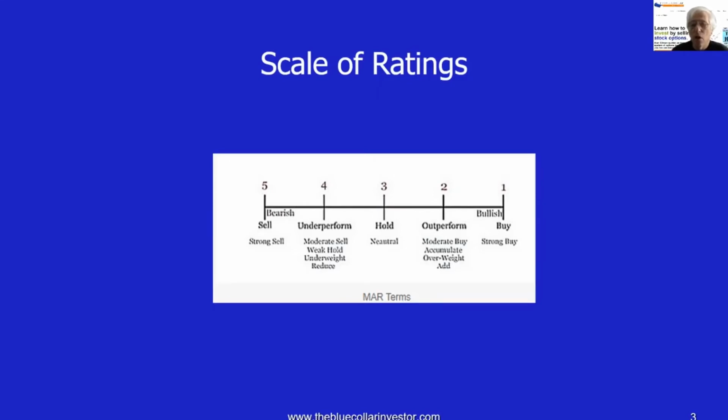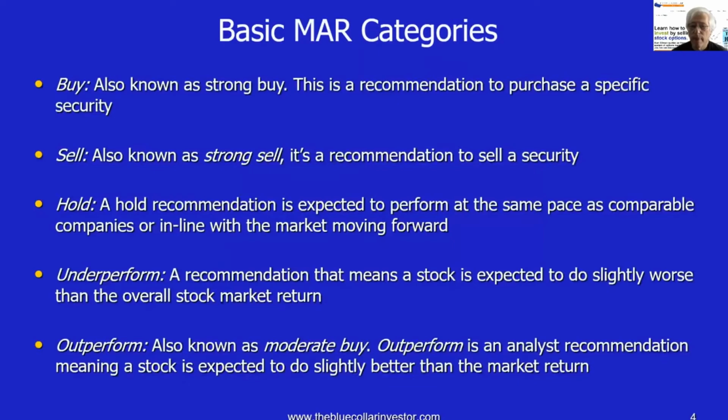Now, right in the middle is the hold or a neutral outlook on a particular security. So don't add to the position and not necessarily delete from the position. The second best is a rating of 2, where the stock is expected to outperform. That's also known as a moderate buy or accumulate. And finally, the highest and best of all the ratings is a 1. That's a bullish outlook on the stock, and it's a strong buy rating. So number 1 is the best, and number 5 is the worst.